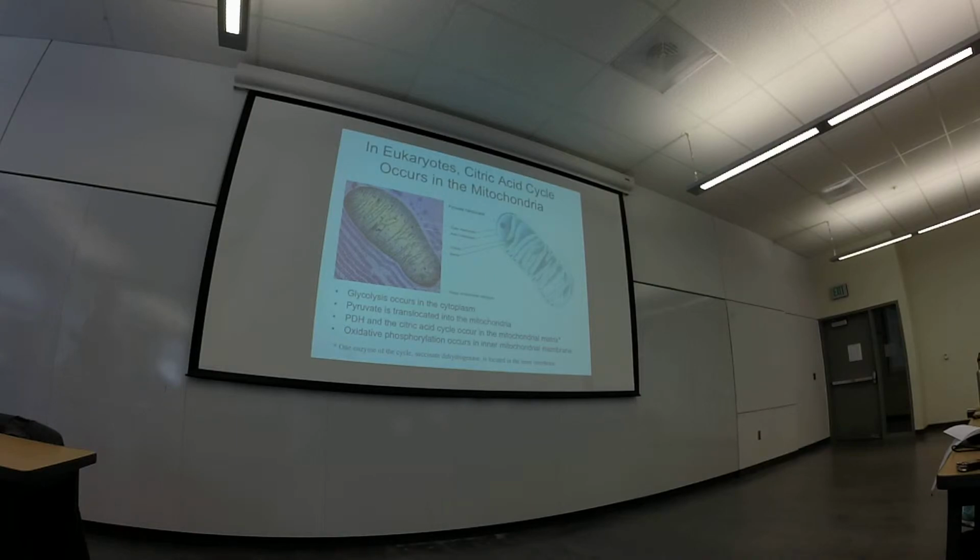The other enzymes in the TCA cycle are going to generate NADH, and that is diffusible. So NADH is diffusible whether it's in the mitochondrial matrix or in the cytoplasm.